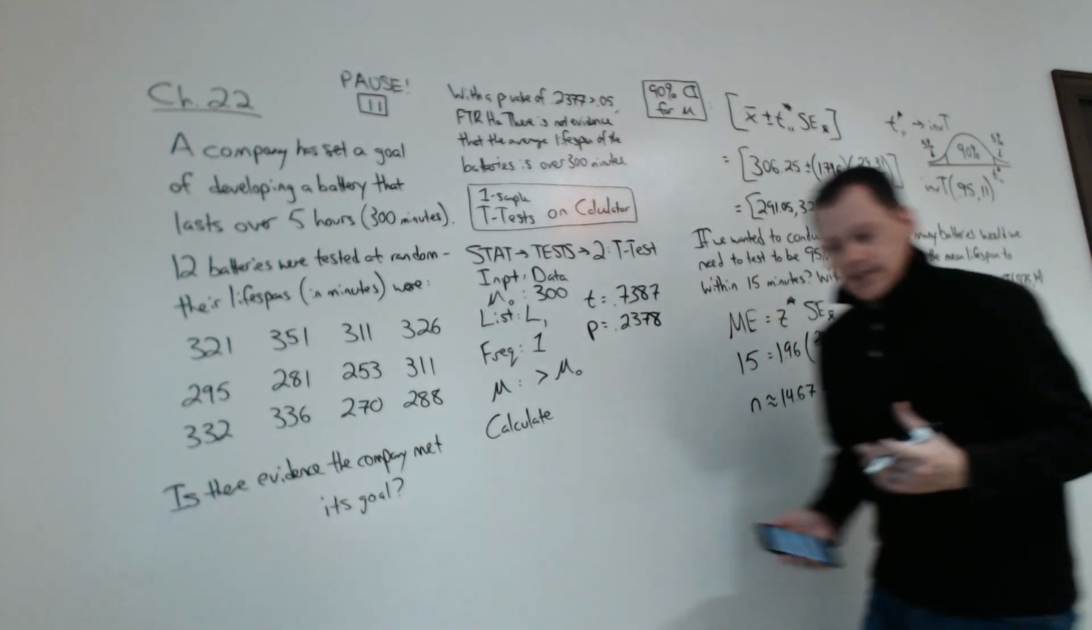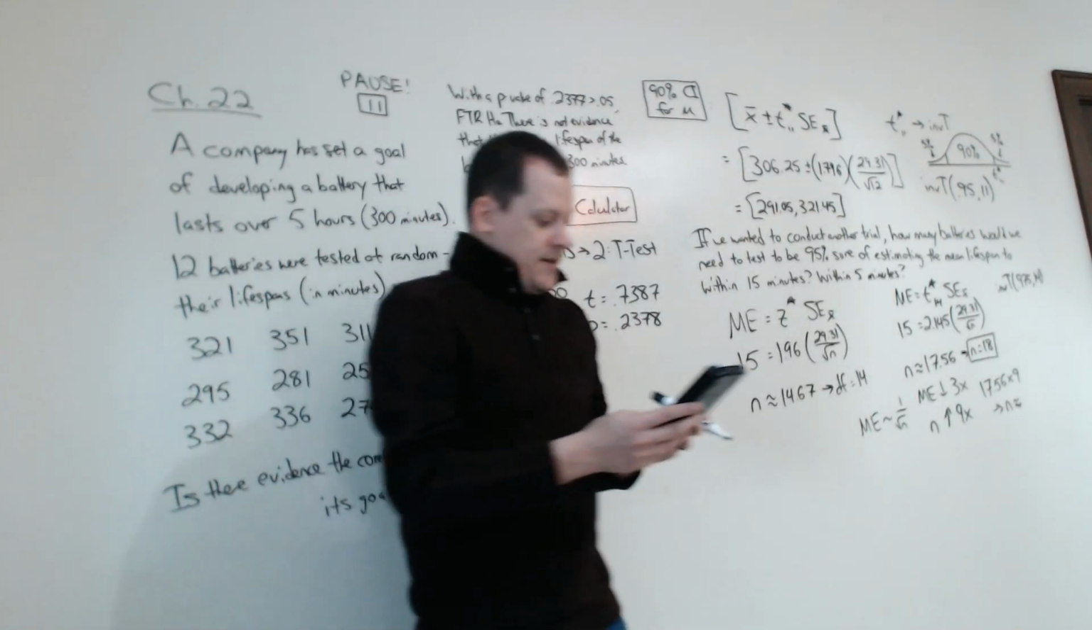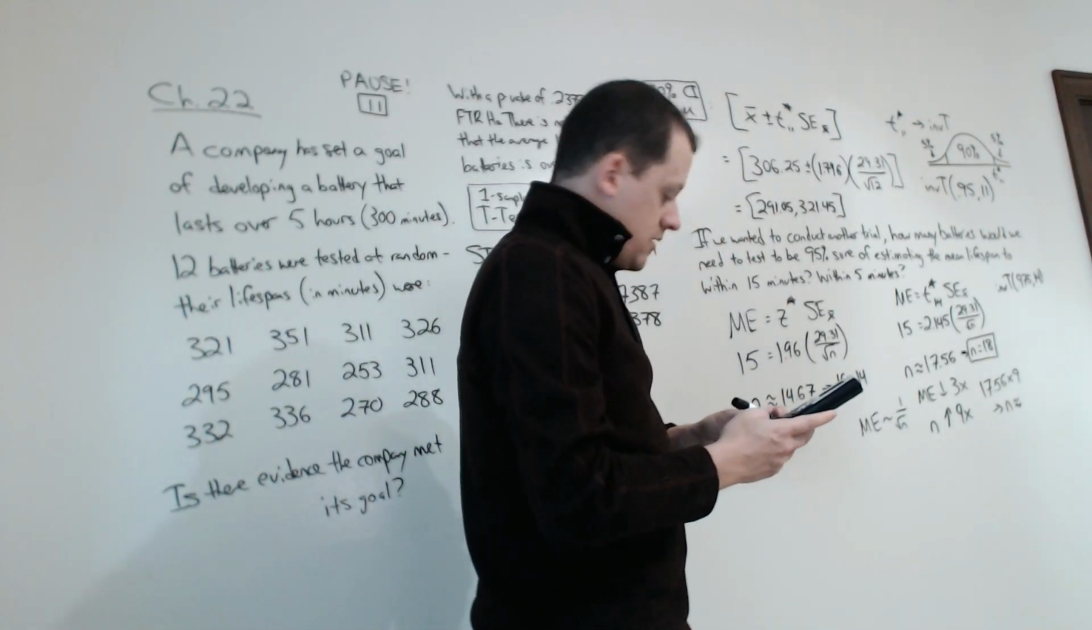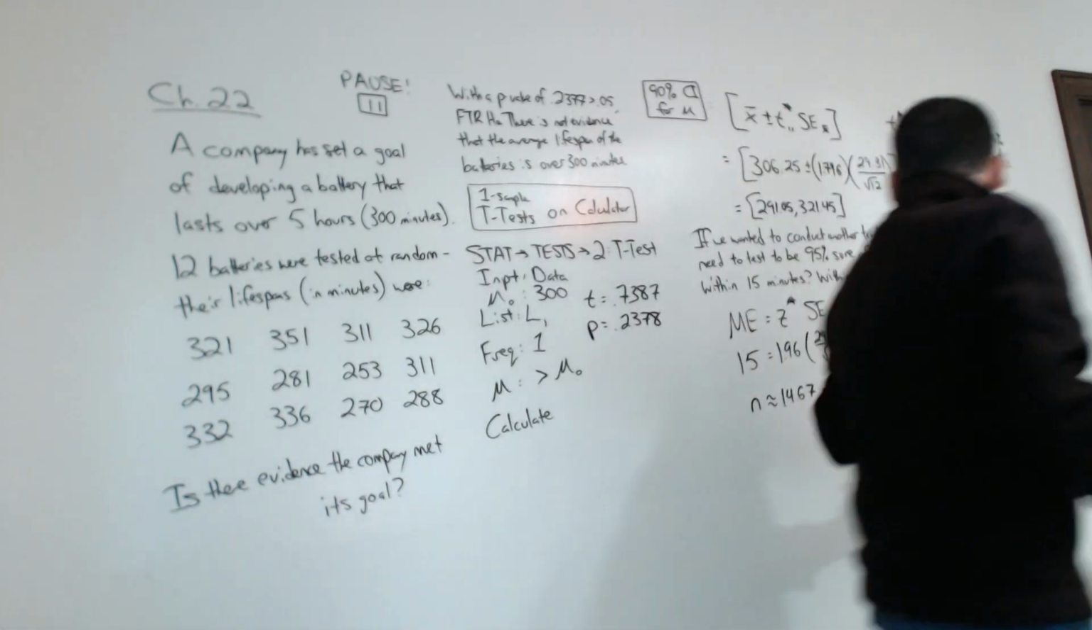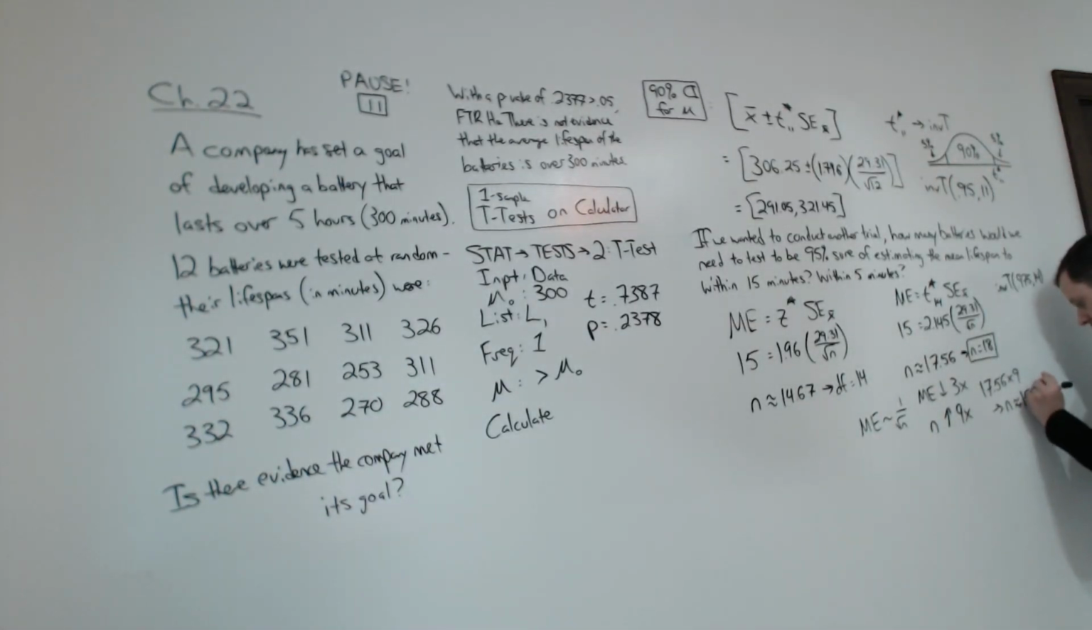I actually haven't done this. Let me type that in real quick. 17.56 times 9. I get 158.04. So that turns into n equals 159. So in order to be 95% confident that we're within 5 minutes, we would have to sample 159 batteries. It's a lot more.